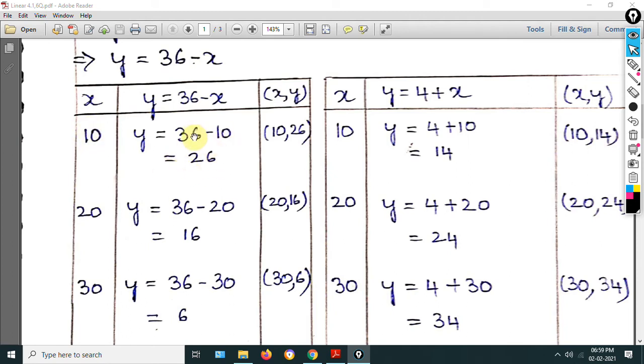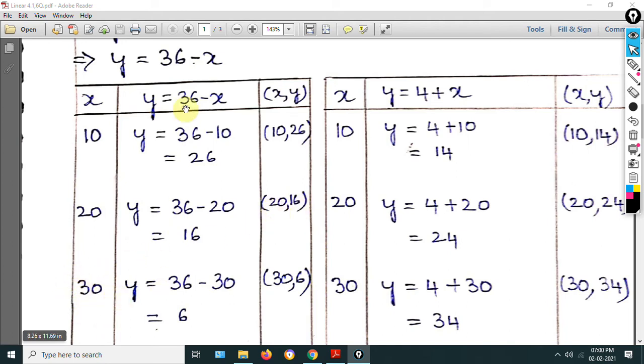Okay, we got 26 here. So here, x and y value, what should we write? x is 10, comma 26. Okay, next I am taking x value as 20. So y equals 36 minus x, no? 36 minus x, how much x did we take? 20. So 36 minus 20 equals how much? 16. So what is the value of x and y? 20 comma 16. Now I am taking x value as 30.